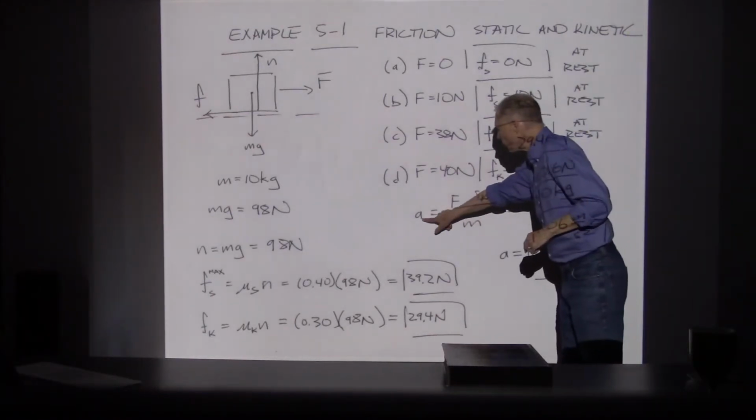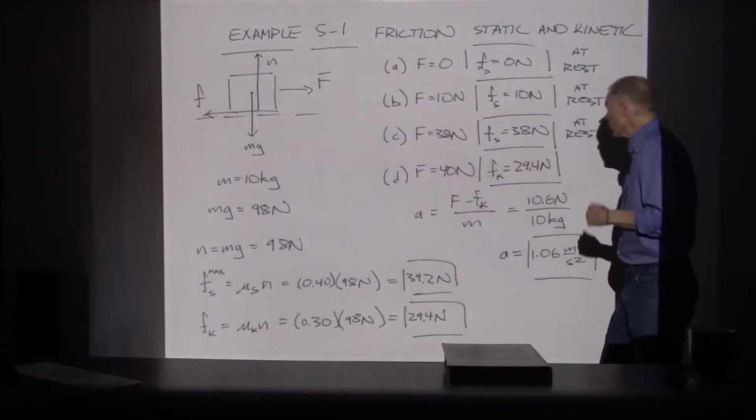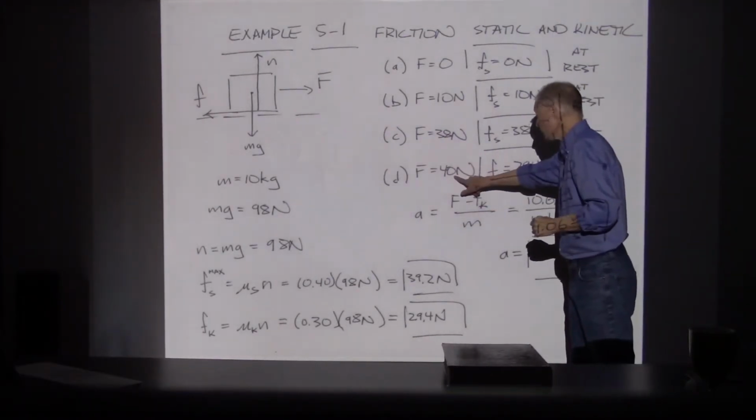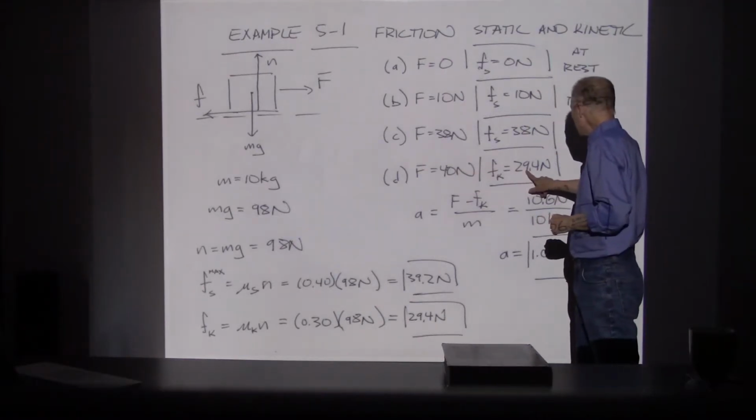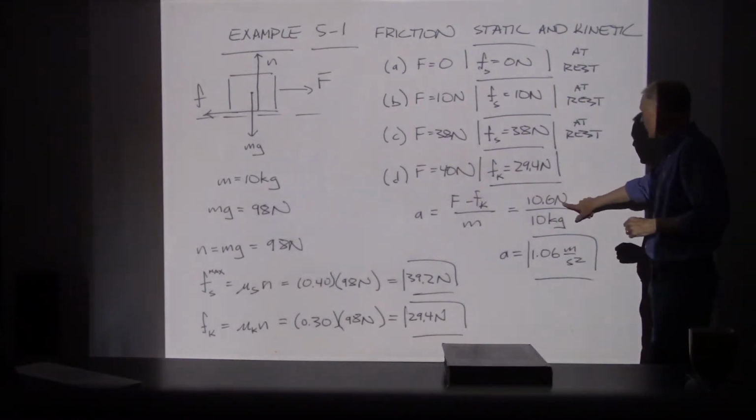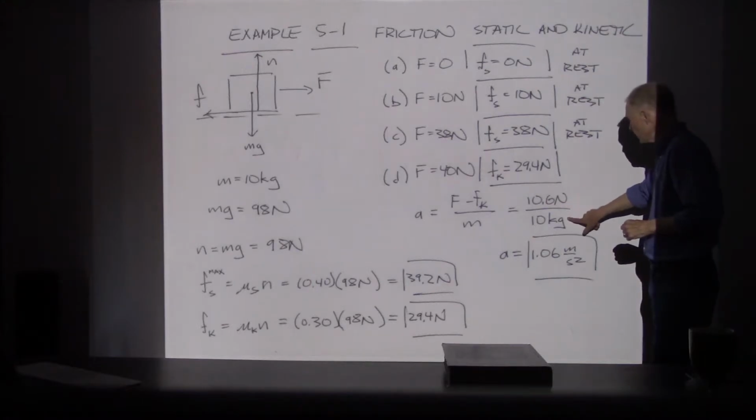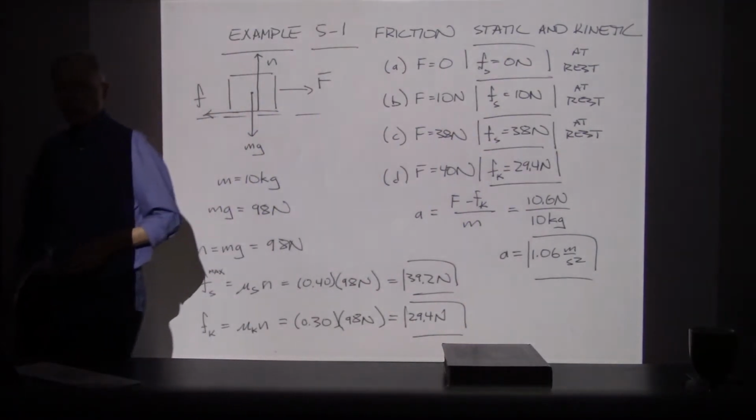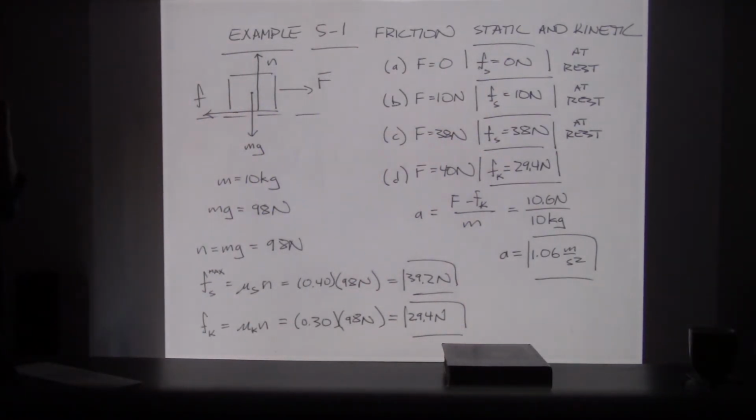And to find out what its acceleration will be, we can take how much were we pushing with? 40 newtons. So it's right here. 40 newtons minus 29.4 gives us 10.6 divided by 10 kilograms of inertia. That's 1.06 meters per second squared. So that's what we're going to have for the acceleration of this object once it breaks free.